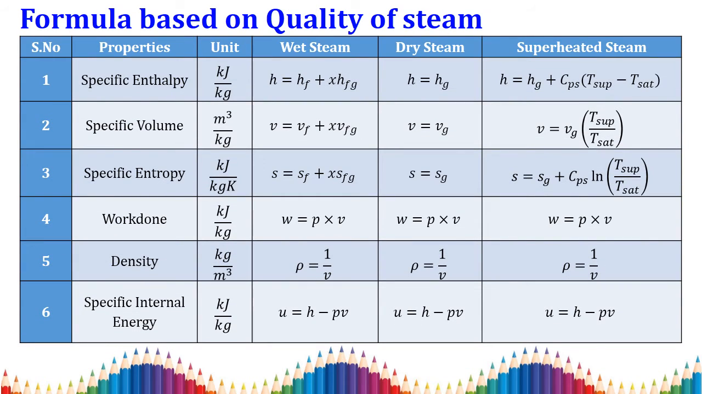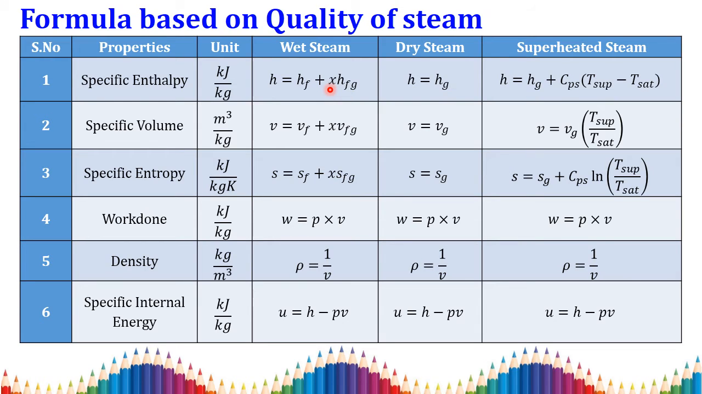Based on the qualities wet steam, dry steam and superheated steam, we should know some of the basic properties and how to use the formulas for them. The first one is specific enthalpy, the unit is kilojoule per kilogram. If the steam is wet, the condition is that the given specific enthalpy is lesser than the saturated specific enthalpy, then h is equal to hf plus x into hfg, where hf is the specific enthalpy at the liquid stage. This is a combination of both liquid and gaseous vapor. x is nothing but the dryness fraction.